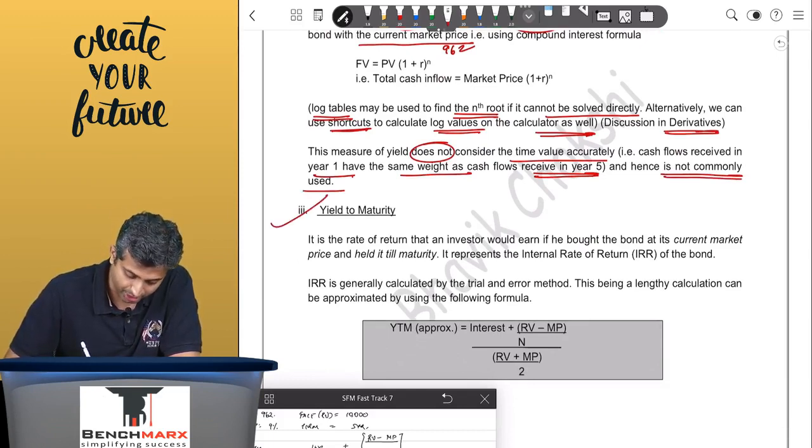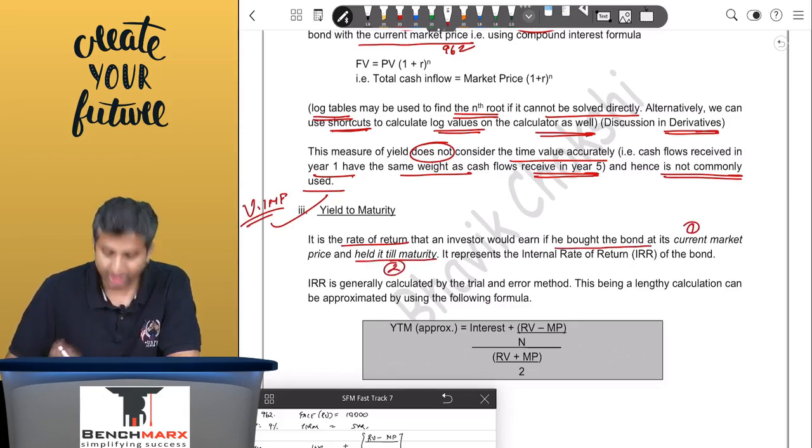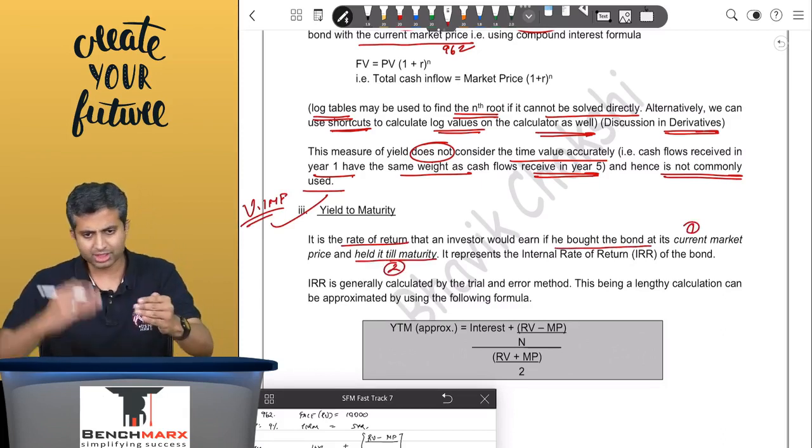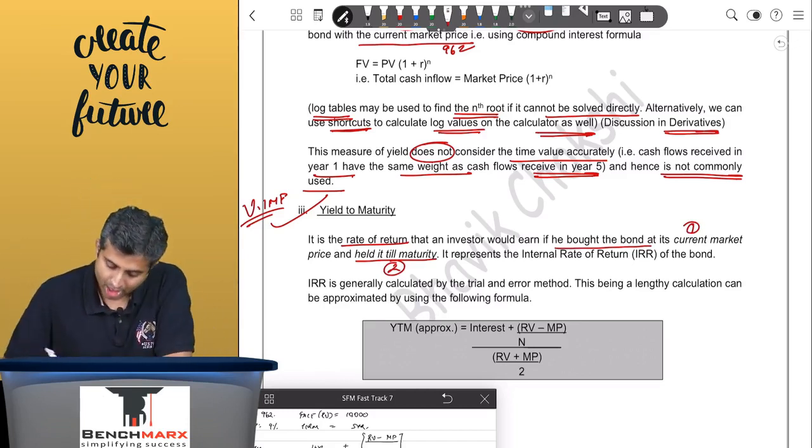So what is commonly used? Yield to maturity. It is the rate of return that an investor would earn if he buys a bond at the current market price and holds it till maturity. So if you buy it, your cash outflow is fixed and then your cash inflows are also fixed, and hence your return gets locked, frozen. It represents the IRR of the bond.